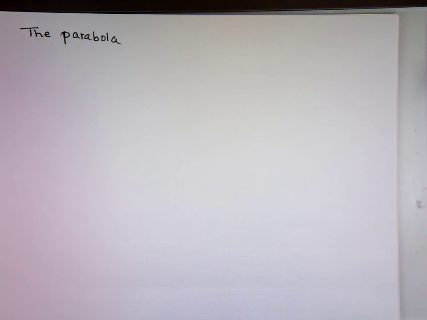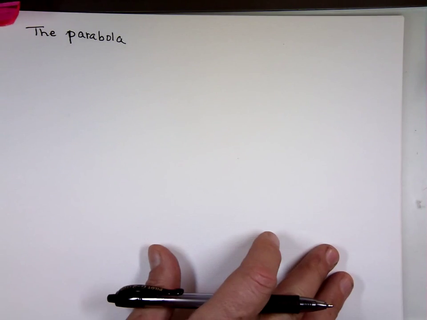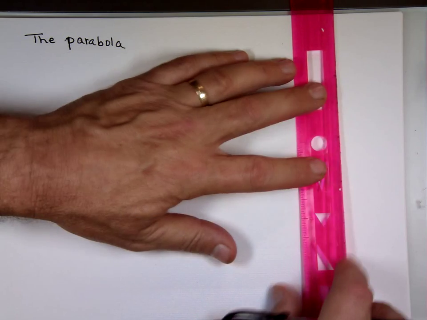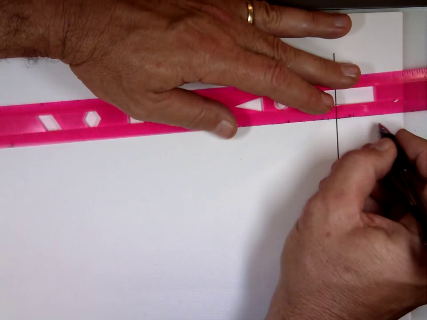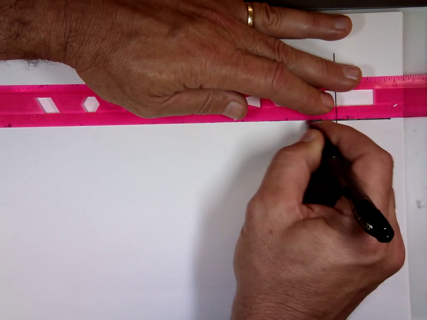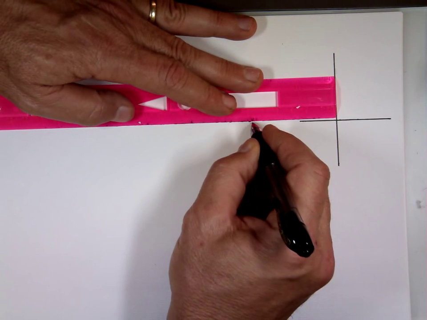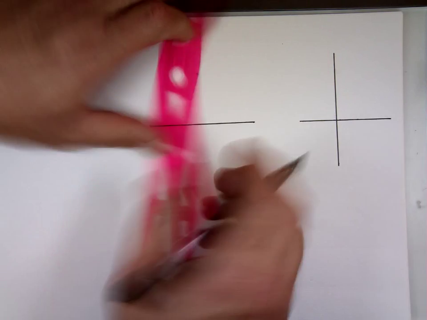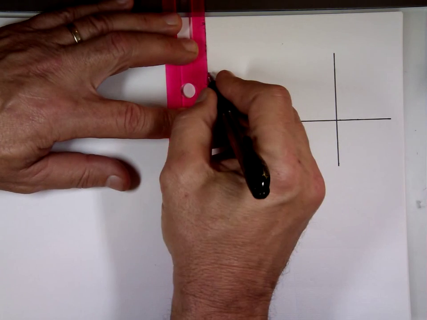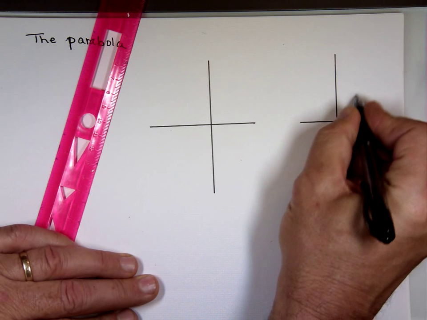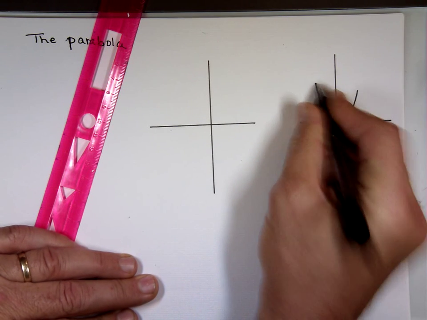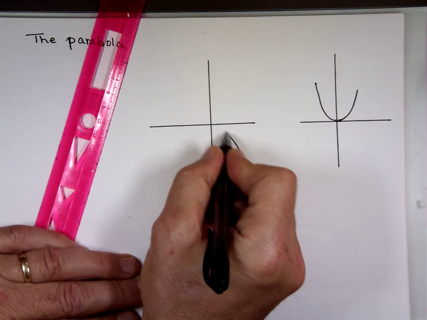A parabola, you could have a parabola that opens up or down. And all the ones we're going to be looking at today, the vertex is going to be at the origin. So if you have a parabola that's opening upward, like this, or it's going to look like this.